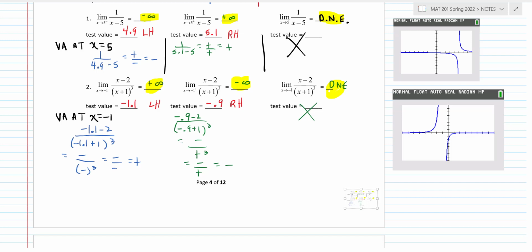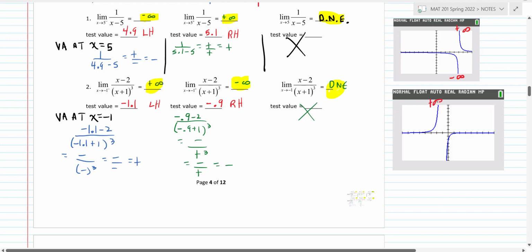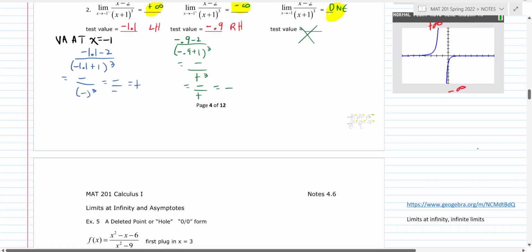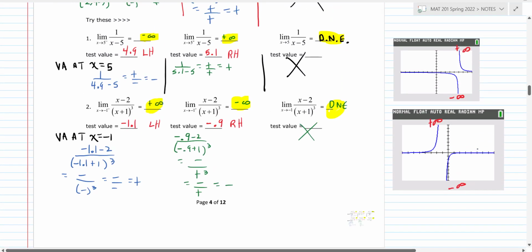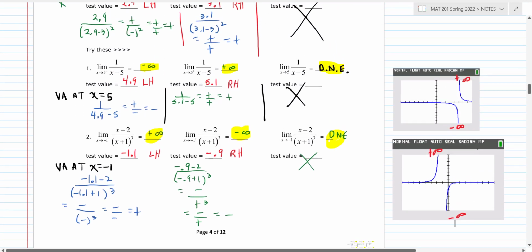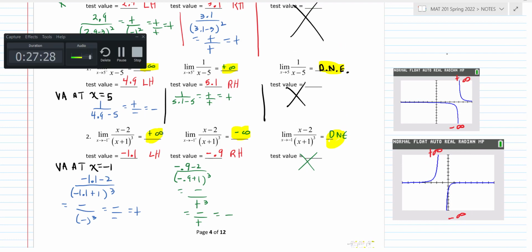And I added in the graph, so you can see on number 1, this is what the graph looks like. So you can see the left hand goes to negative infinity, the right goes to infinity. And on number 2, you can see that the left hand limit goes to infinity, and the right hand goes to negative infinity like that. Okay, so that's how everything works out. Okay, so that is it for that. So that'll help us with asymptotes, vertical asymptotes for now.